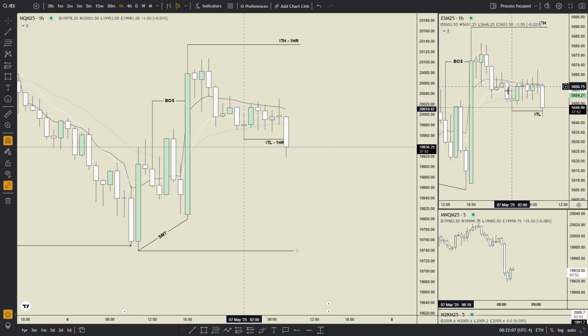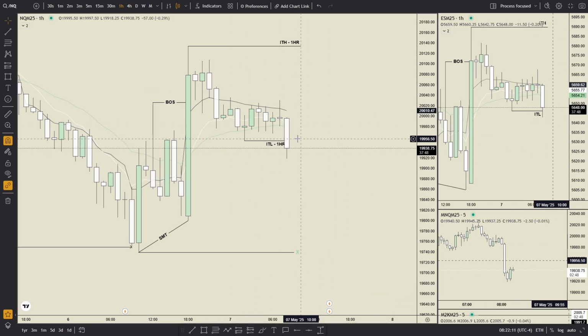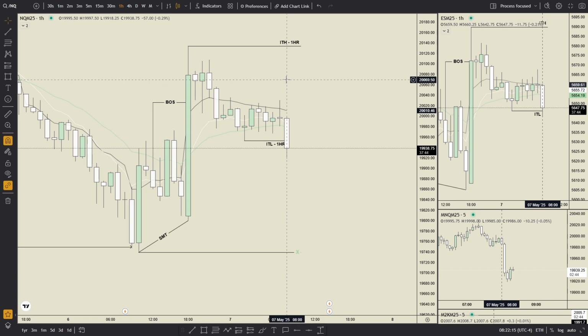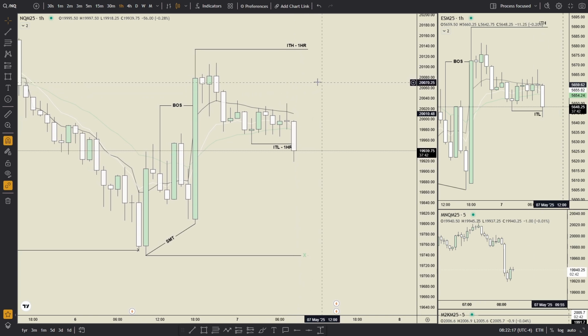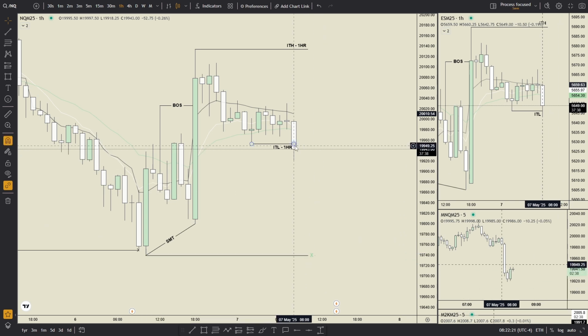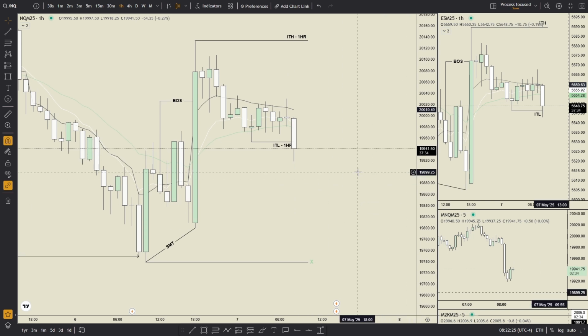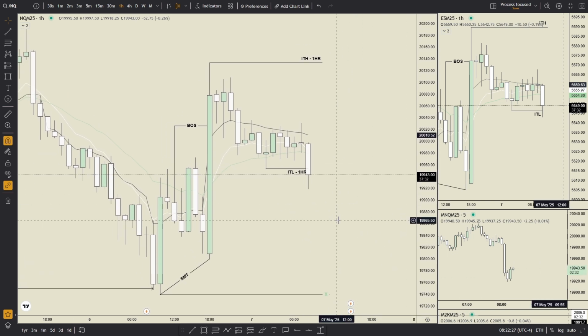Looks like ES is currently respecting this hourly intermediate term low, so we could potentially start seeing a bullish reaction quite soon. We do have FOMC today at 7 p.m. However, I won't be trading that. I will be just trading the AM session. I'll be going lighter risk today, probably due to the impact of the news later.